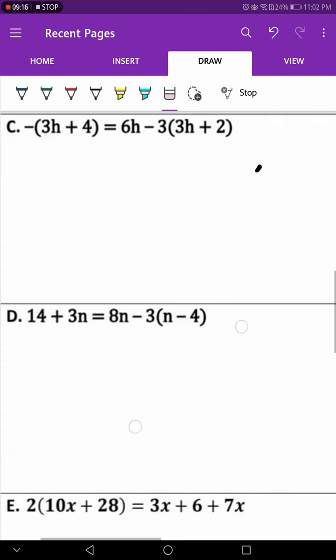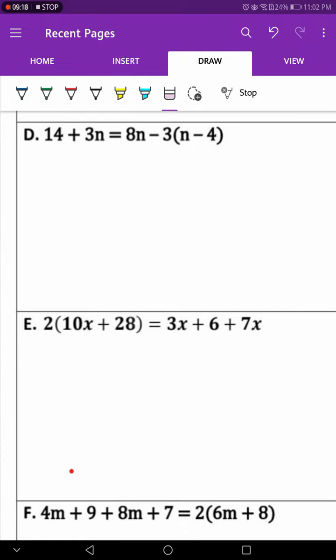It is D. Okay, this is the left side and this is the right side. And now Ryan joins me, but Ryan doesn't know the first step here. We have to break the parentheses. Can you break the parentheses here, Ryan? Yes, it will be 14 plus 3n and equal 8n and -3 times n minus 4.